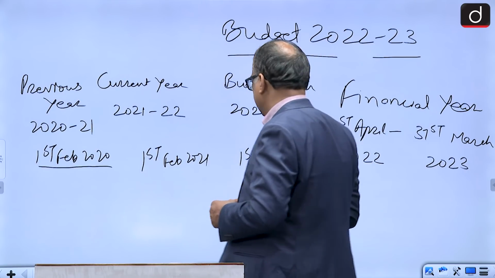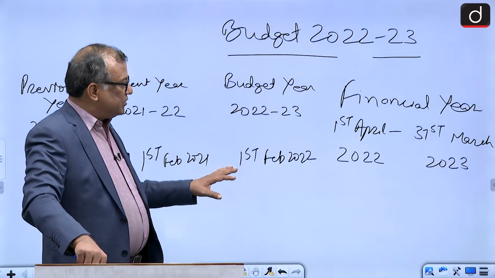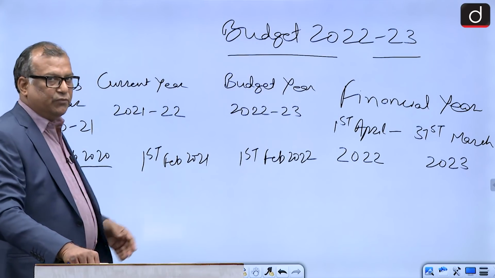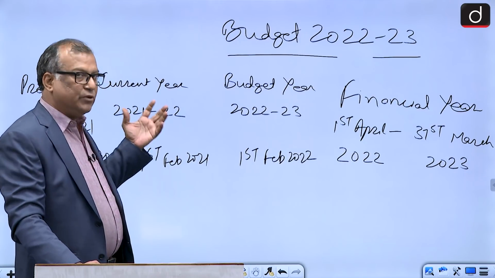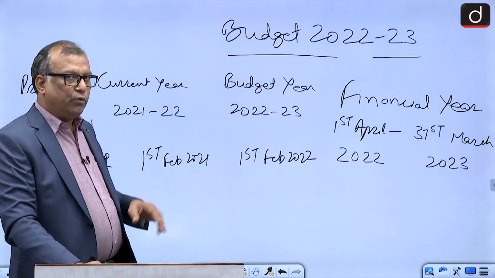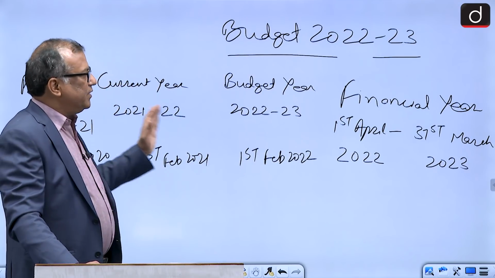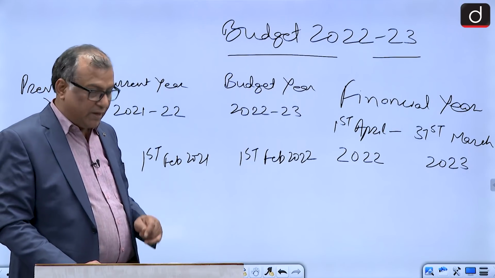In this year's budget, that is on 1st of February, the Finance Minister frequently used budget year, current year, previous year. Many kinds of data were presented for the budget year, for the current year, for the previous year. So, just to avoid any confusion, we have to be conscious that there are three different years which are mentioned while discussing the budget. That is part one.